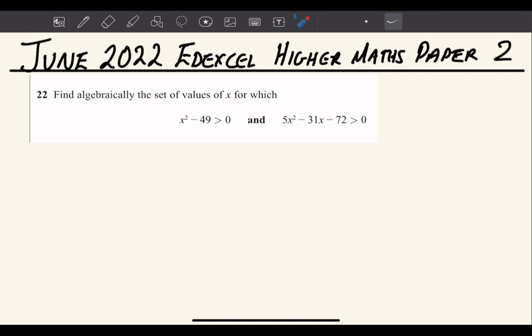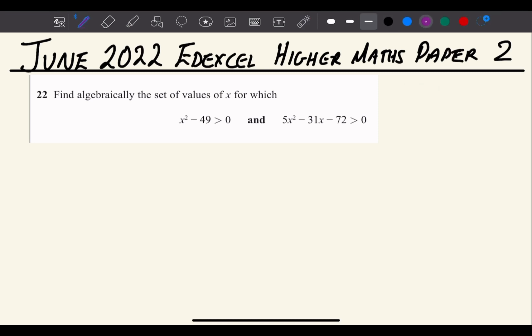So the question says, find algebraically the set of values of x for which x squared minus 49 is greater than 0, and 5x squared minus 31x minus 72 is greater than 0. Immediately, this is testing inequalities and quadratics, and it wants the set of values as an answer. That might mean x is greater than something, x is less than something, or both of them. So that's what we're looking at here.